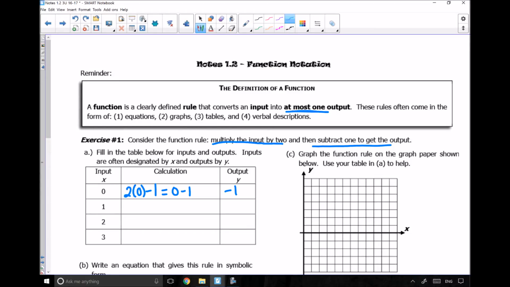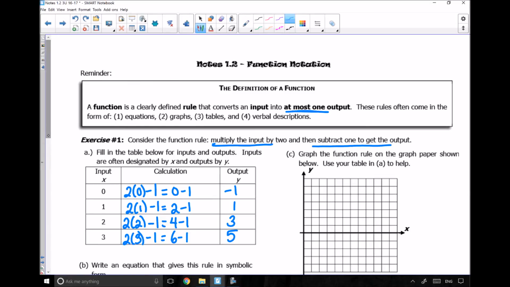The next input is 1. I multiply the input by 2, so 2 times 1, and then I subtract 1. So I get 2 minus 1, which is 1. My output would be 1. Here, multiply the input, which is 2, by 2, subtract 1, and I get 4 minus 1, which is 3. Lastly, I multiply this input of 3 by 2, subtract 1, so I end up getting 6 minus 1, which is 5.